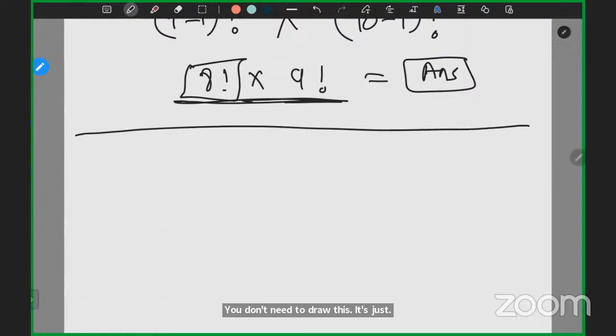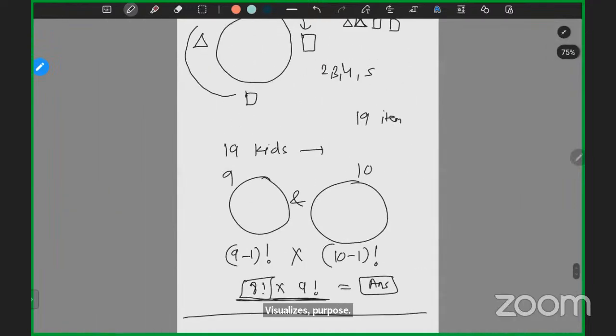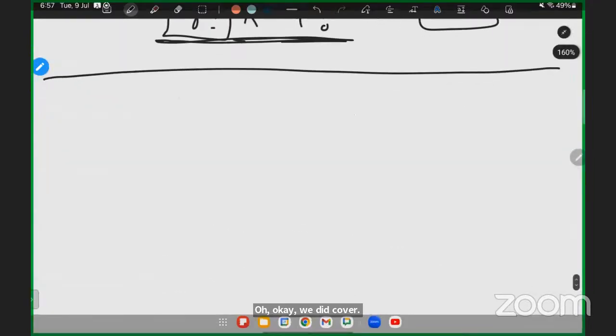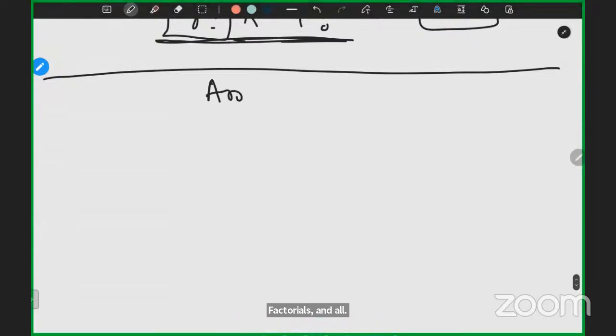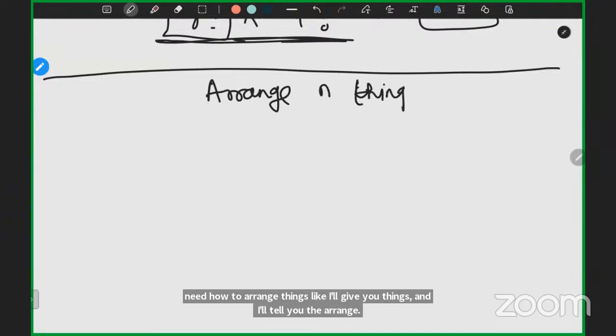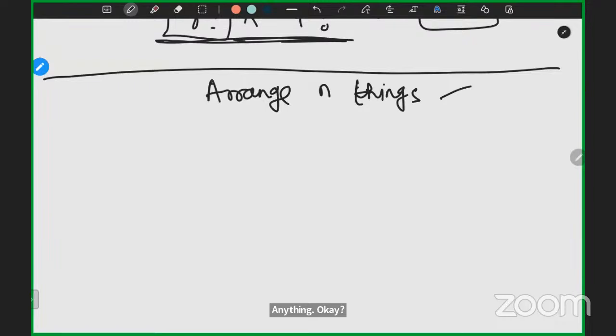Now, we did cover factorials and all. What I did till now is arrange things. I will give you things and tell you to arrange n things, whatever the condition: distinct, not distinct, circular, linear. So you know all the ways.